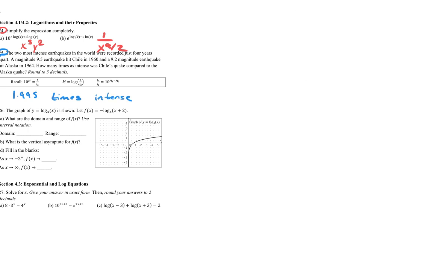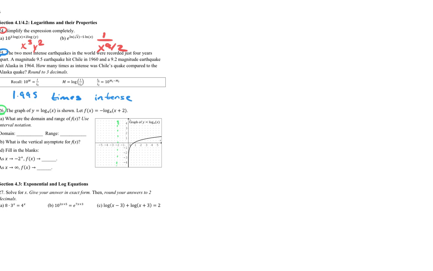Okay, looking at number 26. The graph of y equals log base 4 of x is shown. Let f of x equal negative log base 4 of x plus 2. So why don't we actually just start by kind of drawing a rough graph of this. So we can see that we've reflected it over the x-axis from this negative, and then we've shifted it left 2 from this. So what this is going to look like is we'll have something kind of like this.